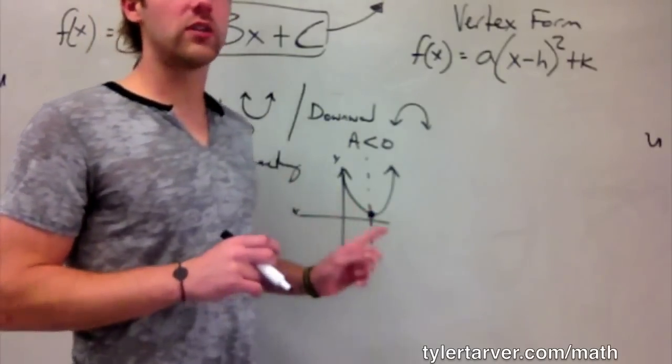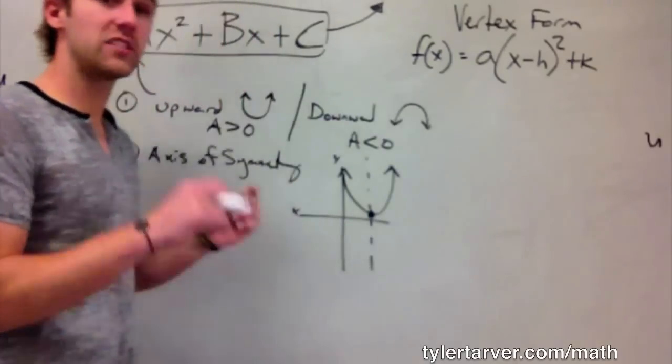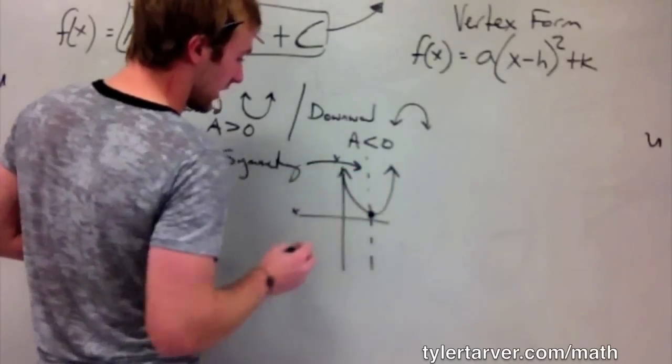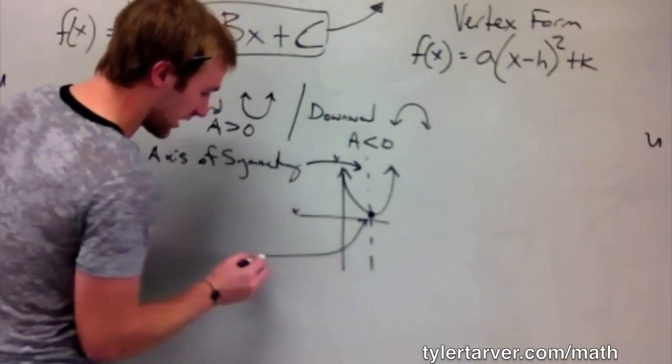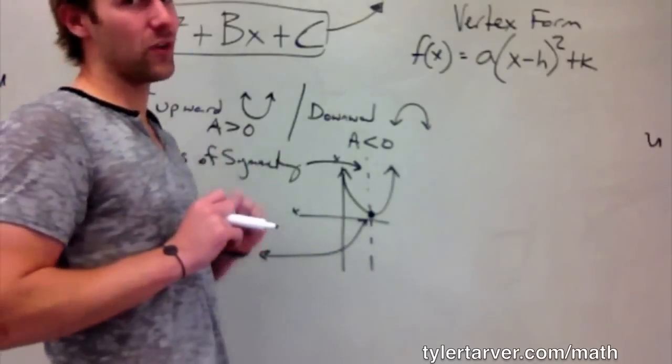What point is that always going to hit on our parabola? That's correct. It's always going to hit the vertex. This is the axis of symmetry. This little dot is the vertex. They're going to be related.